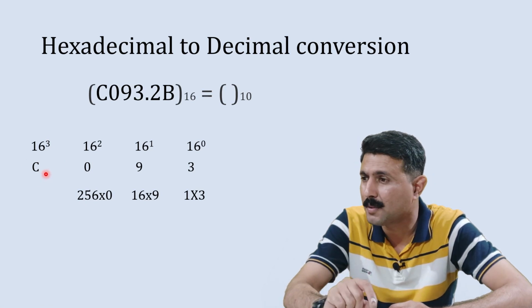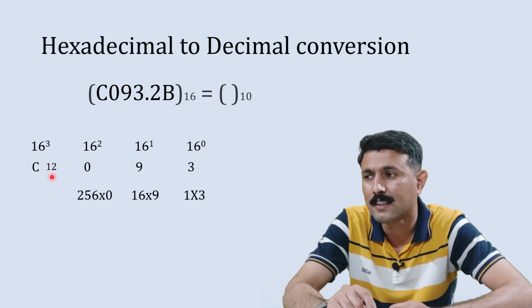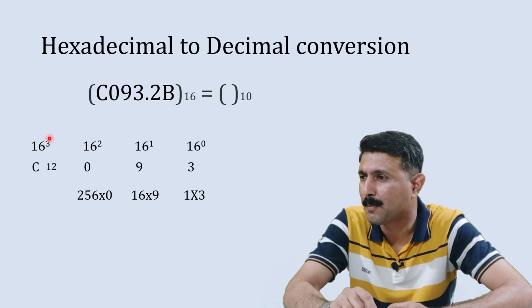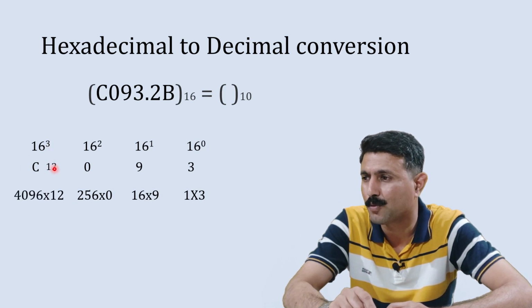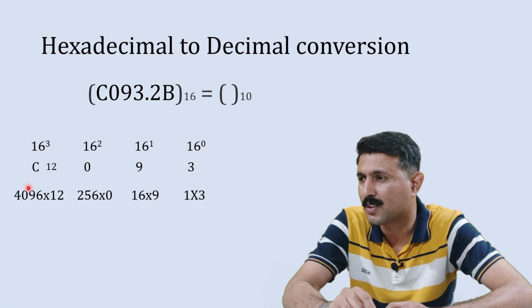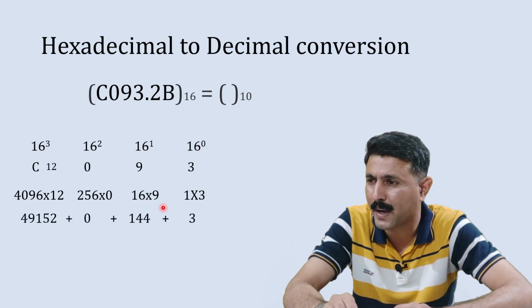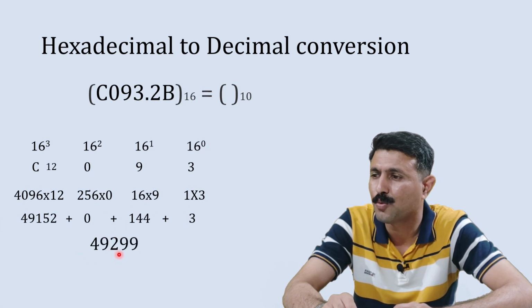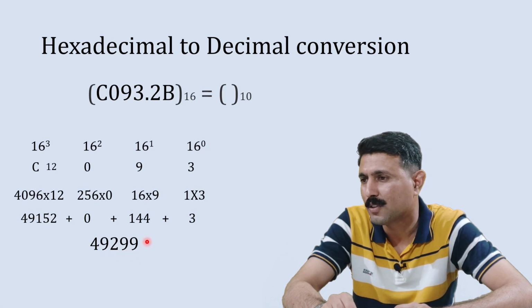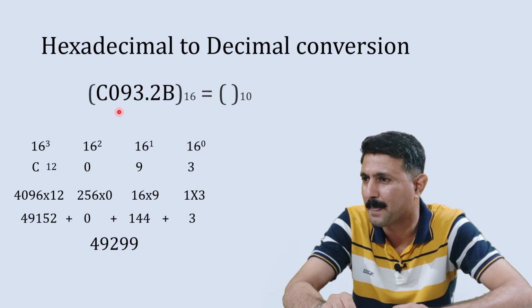What is the decimal equivalent to this C? That is 12. So you're supposed to multiply 16 raised to 3 into 12. So this 16 raised to 3 is 4096 into 12. So now you're supposed to add all these multiplications together and we'll get the answer as 49,299. So this is the decimal equivalent to this hexadecimal number.